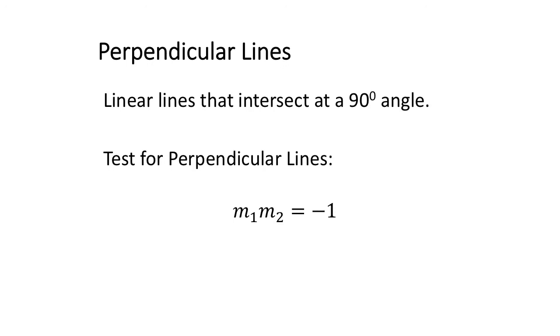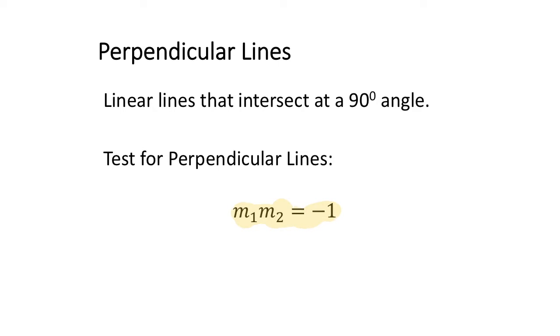This video is going to have a look at how we identify perpendicular lines. Perpendicular lines are linear lines that intersect at an angle of 90 degrees. The test for perpendicular lines is the gradient of line 1 multiplied by the gradient of line 2. If that is equal to -1, then the lines are going to be perpendicular.